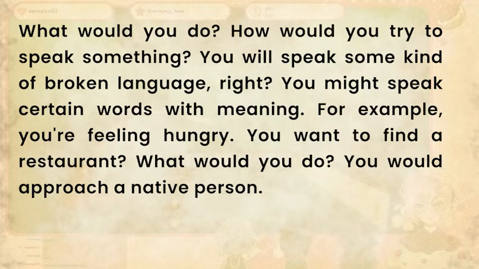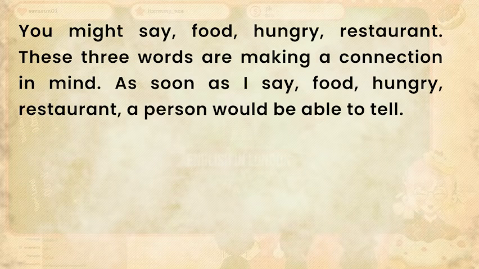What would you do? How would you try to speak something? You will speak some kind of broken language, right? You might speak certain words with meaning. For example, you're feeling hungry. You want to find a restaurant. What would you do? You would approach a native person. You might say, food, hungry, restaurant. These three words are making a connection in mind.